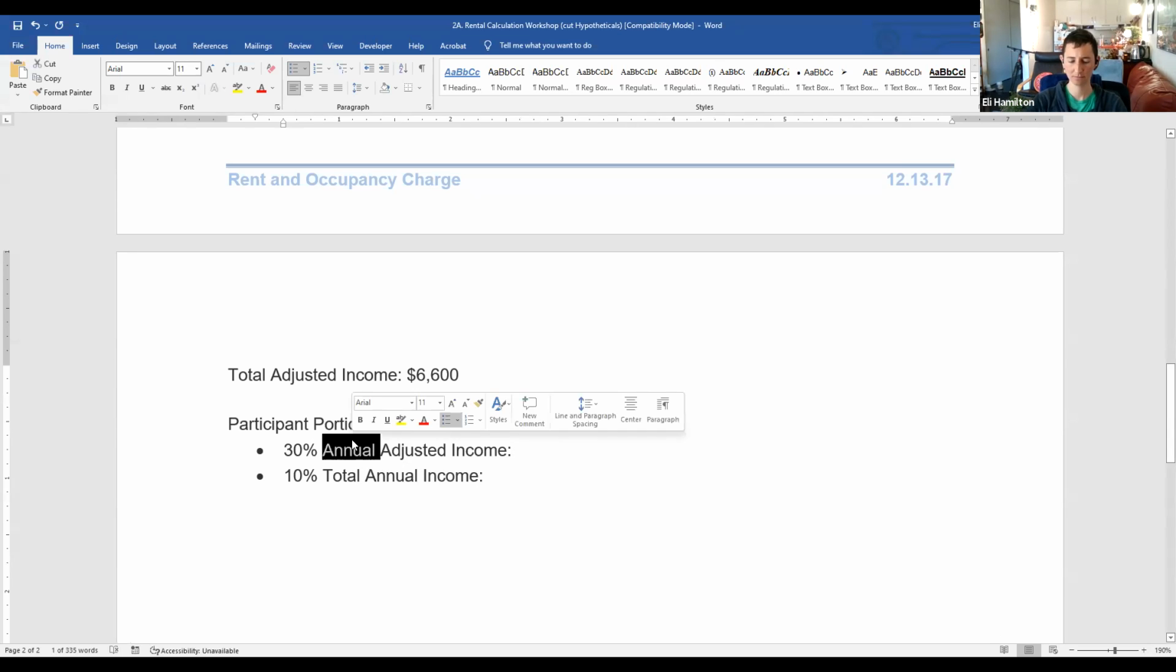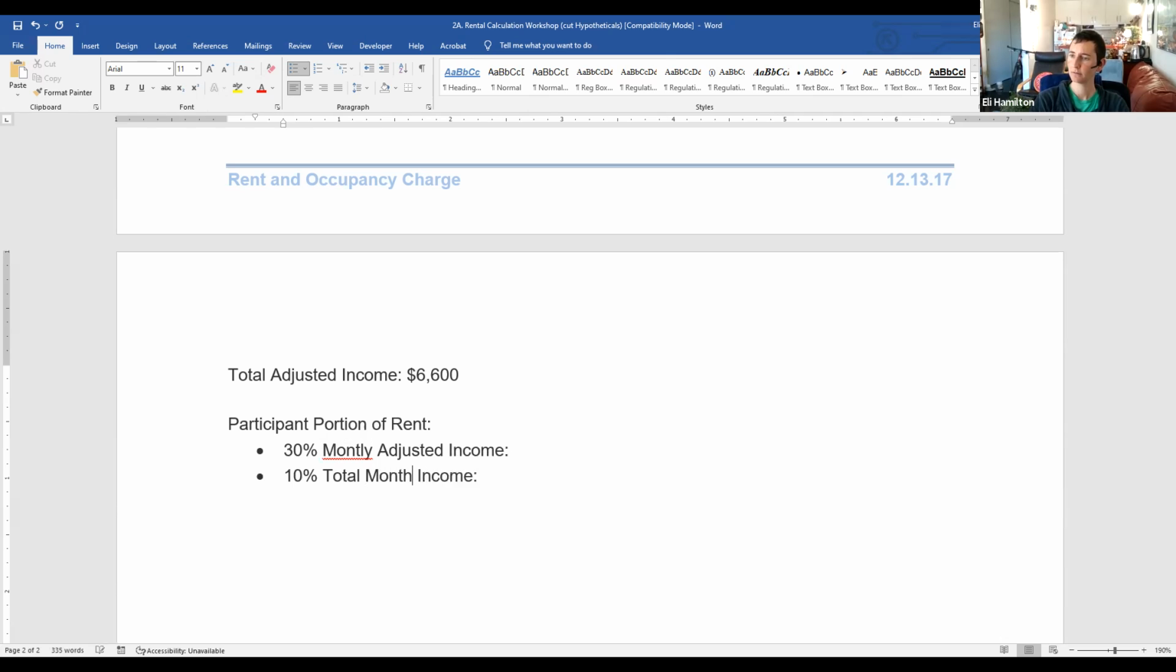Oh, sorry. That is wrong. This is monthly. Sorry, I didn't switch my phrase. This is monthly adjusted income. What we have here is annual. So adjusted to be monthly, the monthly adjusted income is $5,500.